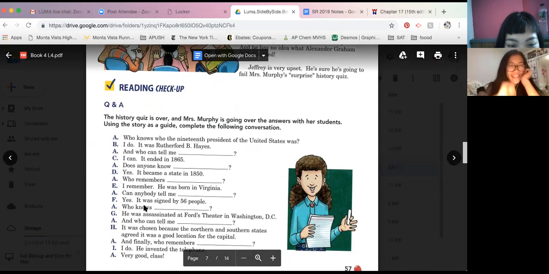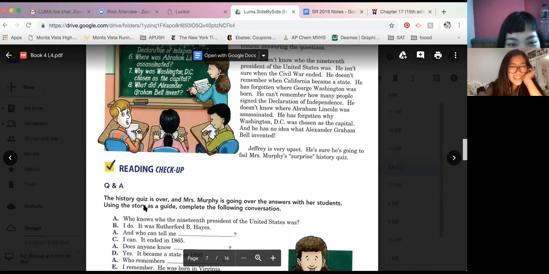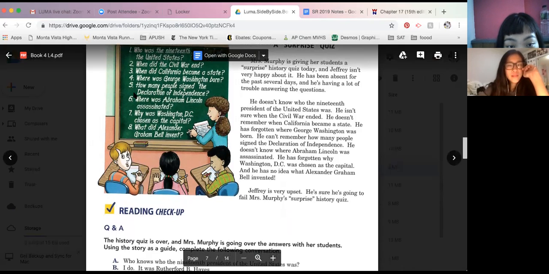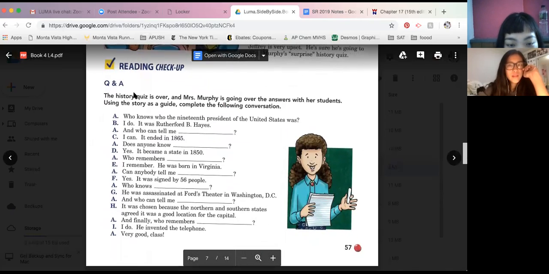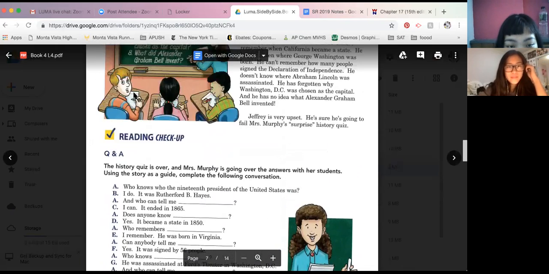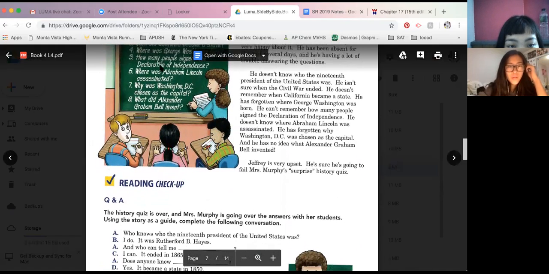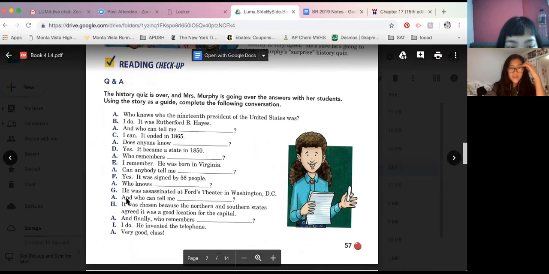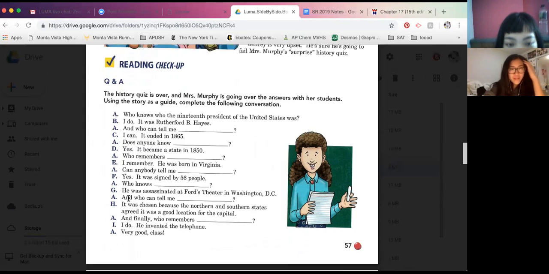Can anybody tell me, number 5, how many people signed the Declaration of Independence? Yes, it was signed by 56 people. And who knows where Abraham Lincoln was assassinated? He was assassinated at Ford's Theatre in Washington, D.C. I think we're okay with this one, right? Yes. Are you comfortable? Yeah.